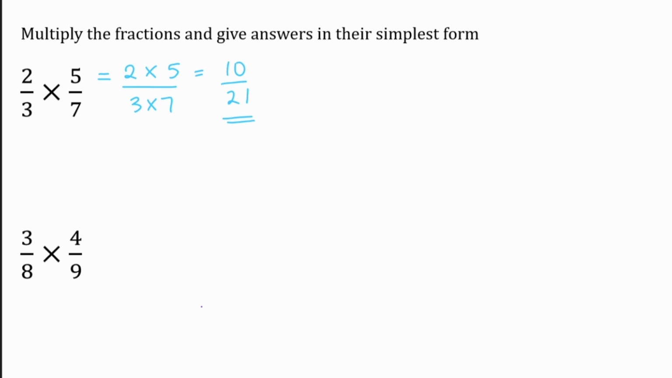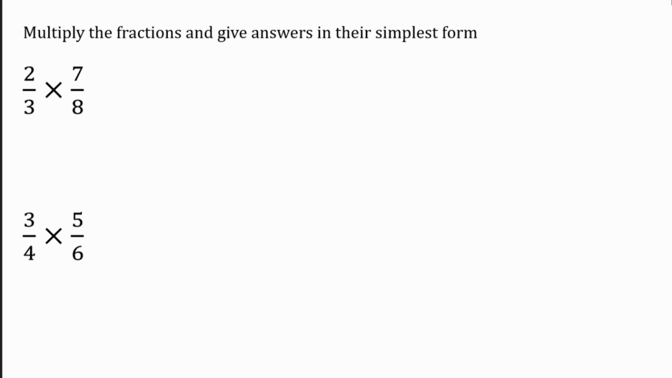For the second one, again, we are just going to multiply 3 by 4, and we're going to multiply 8 by 9. 3 multiplied by 4 gives us 12, and 8 multiplied by 9 gives us 72. Now, these can be simplified because we have common factors between 12 and 72, and the highest common factor is 12. So we are going to divide both the numerator and the denominator by 12. 12 divided by 12 is 1, and 72 divided by 12 is 6. And that is now in the simplest form, so that will be our final answer.